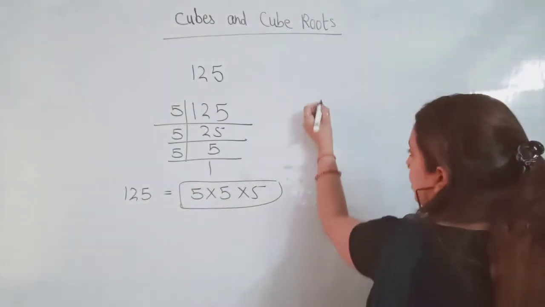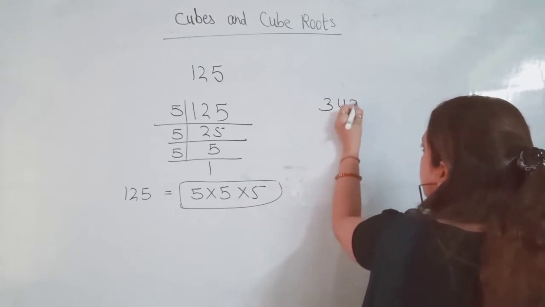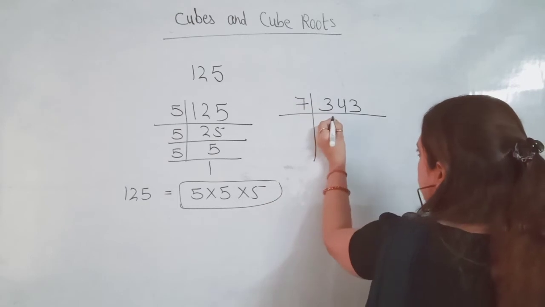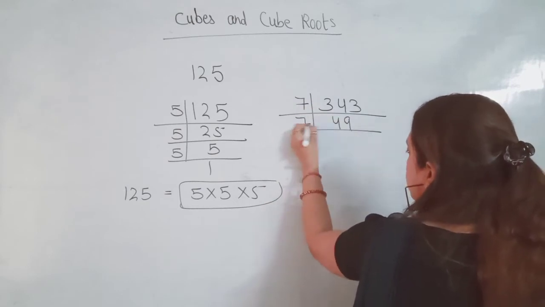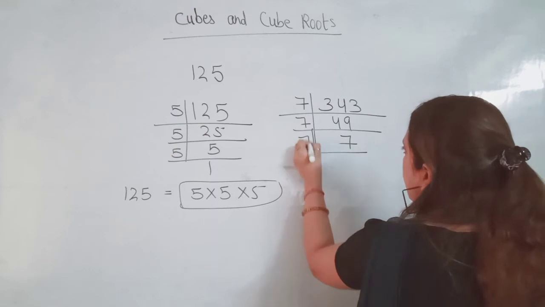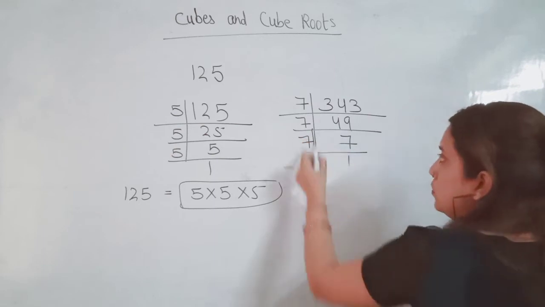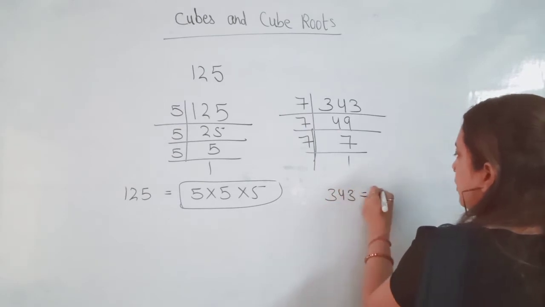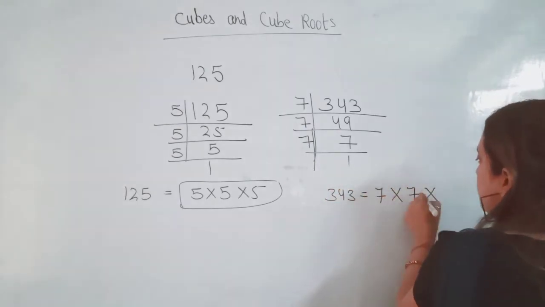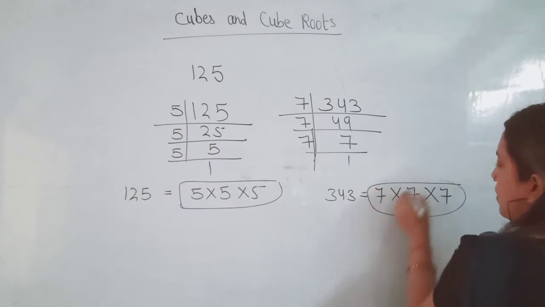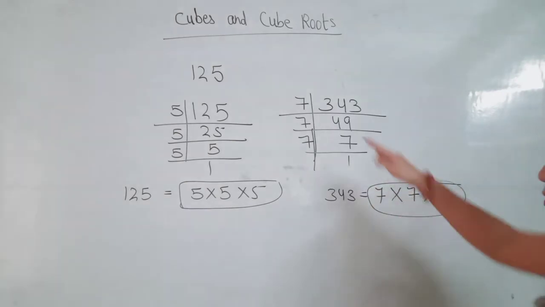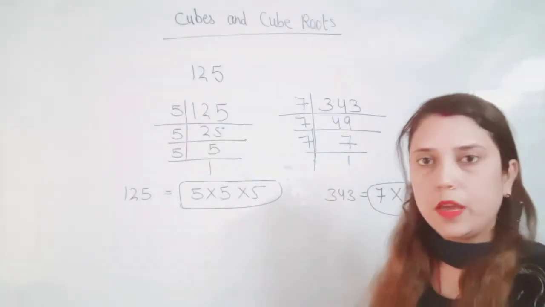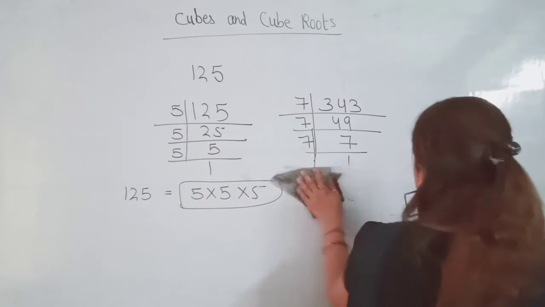In the same way, we take another example, 343. When we find the factors of 343, 7 7s are 49 and 7 1s are 7. It means the factors of 343 are 7 into 7 into 7. The triplet of 7, 3 times 7 will come. It means 343 is also a perfect cube number. Okay, now let's move on.